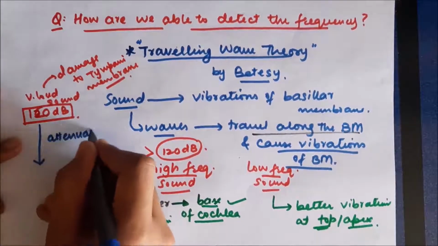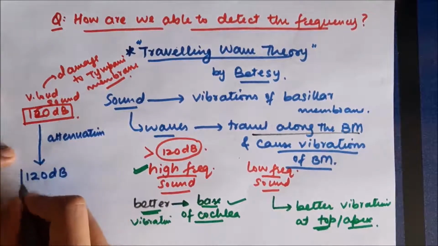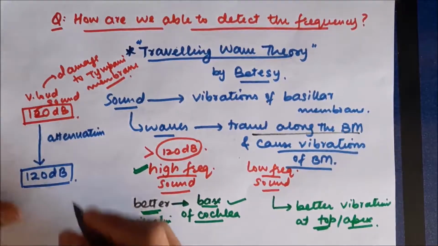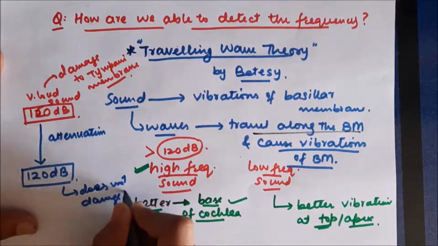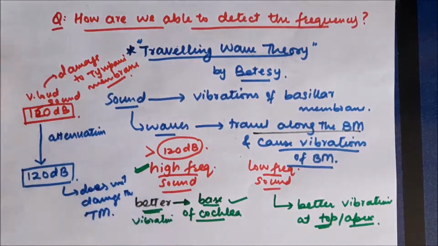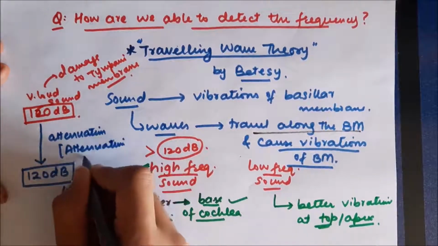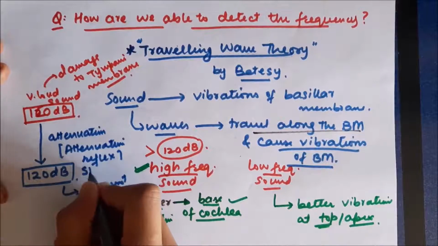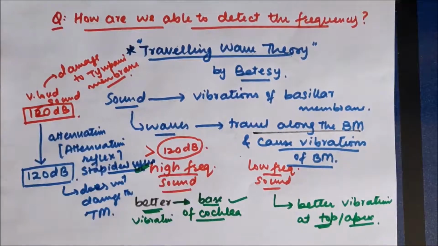This decrease in the intensity and loudness of the sound is automatically caused as a reflex activity. So the sound will be attenuated, and we will be able to hear only a 120 decibel sound, which cannot cause damage to the tympanic membrane. This is called the attenuation reflex, and since the stapedius muscle plays a very important role in this reflex, it is also called the stapedial reflex. This reflex occurs mainly because of contraction of the stapedius muscle.